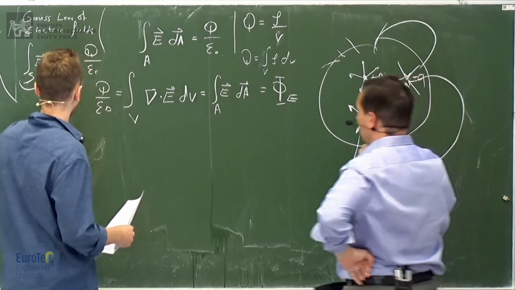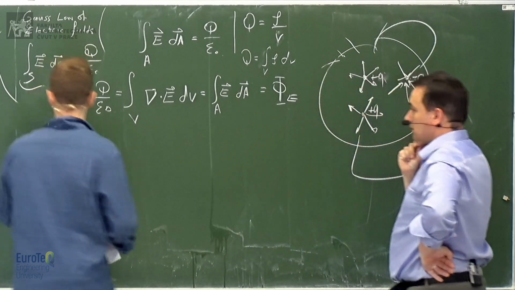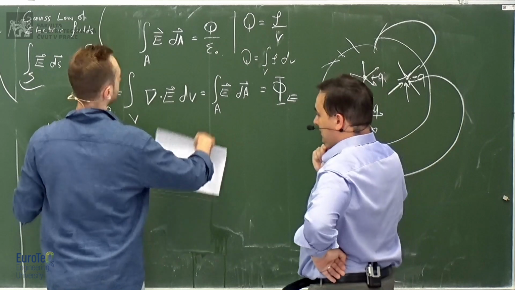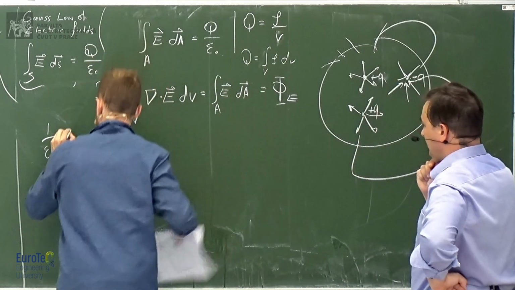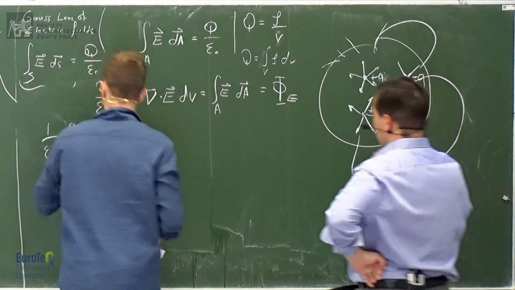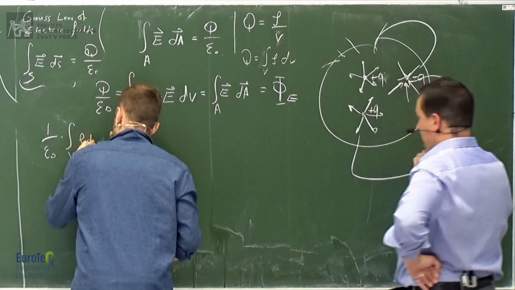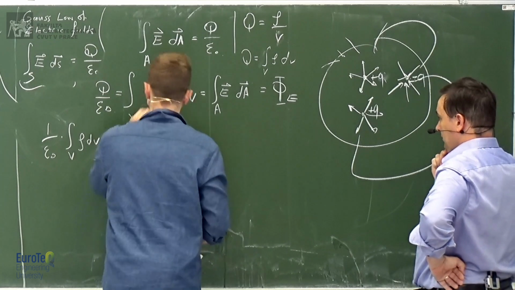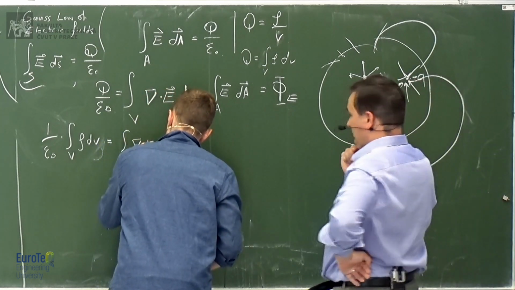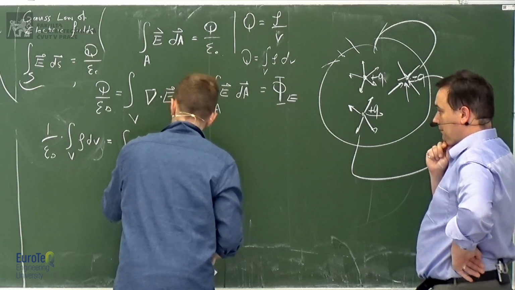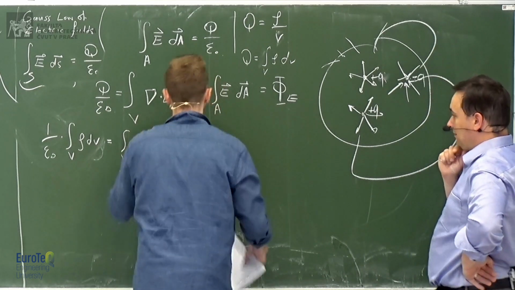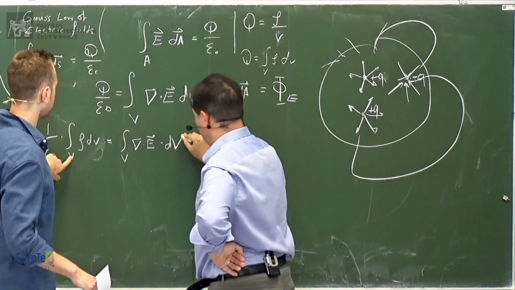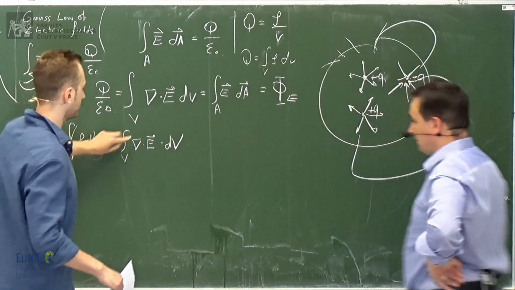So now we can say that 1 over epsilon, multiplied by the volume integral of the charge density with respect to the volume, is now equal to the volume integral of the divergence of the electric field vector with respect to the volume. Well, those integrals are equal, so we can just cancel them out.